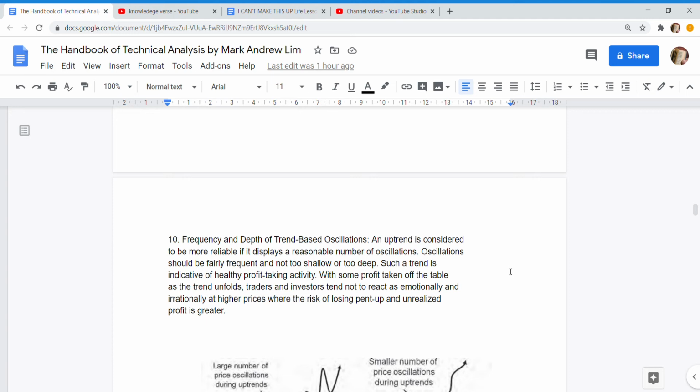10. Frequency and depth of trend-based oscillations. An uptrend is considered to be more reliable if it displays a reasonable number of oscillations. Oscillations should be fairly frequent and not too shallow or too deep. Such a trend is indicative of healthy profit-taking activity, with some profit taken off the table. As the trend unfolds, traders and investors tend not to react as emotionally and irrationally at higher prices, where the risk of losing pent-up and unrealized profit is greater.